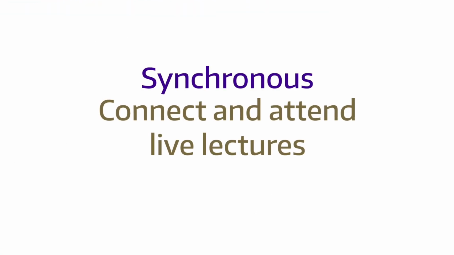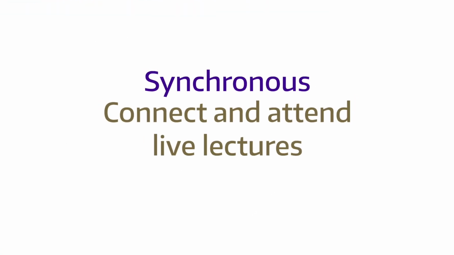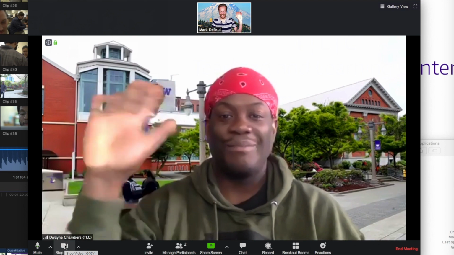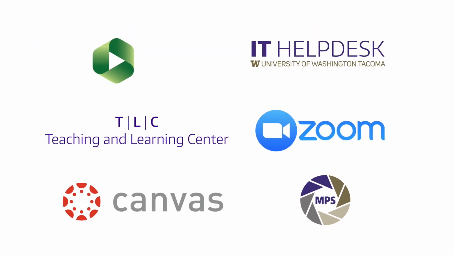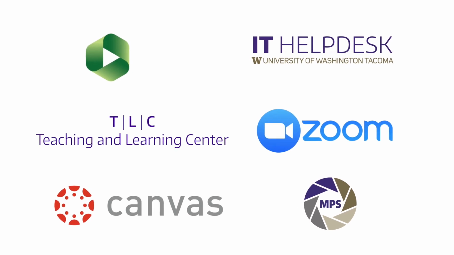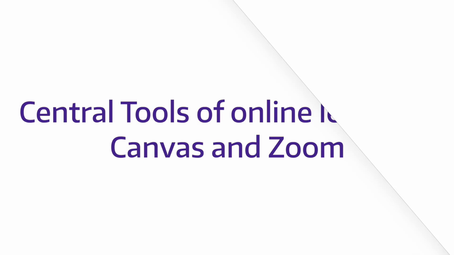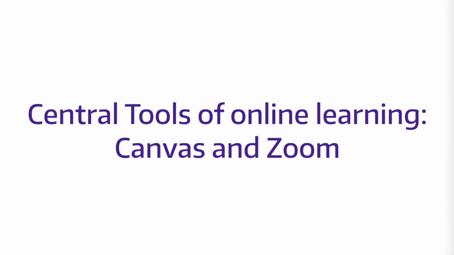Some online courses may also have a synchronous component, where you will need to utilize technologies like Zoom to attend live lectures online, meet with your professor during their online office hours, participate in real-time course discussions with classmates, or present group or team projects. For both asynchronous and synchronous, you will need to utilize several resources and tools UW Tacoma offers, which we'll cover later in this video. The central platform for online learning is Canvas.